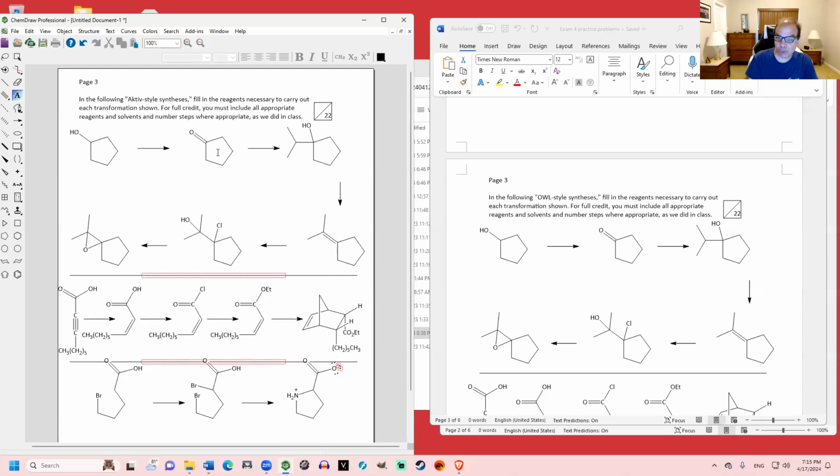That's an oxidation reaction. The way I know that is we're going from 1 bond to oxygen to 2 bonds to oxygen. We're increasing the number of bonds to an electronegative element. That falls under the definition of oxidation. So we need an oxidizing agent. The one that ought to come most readily to mind is Dess-Martin periodinane. And that uses dichloromethane solvent.